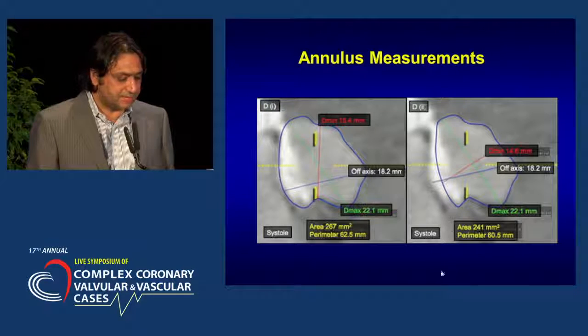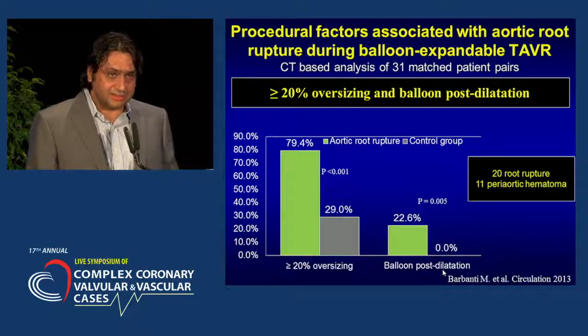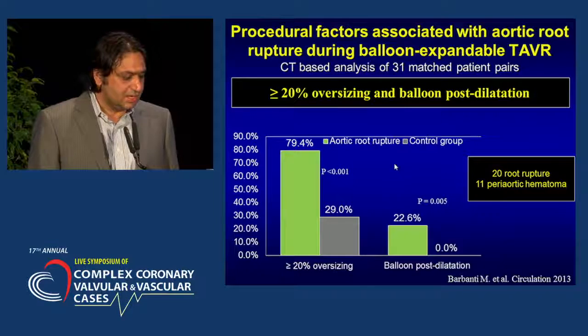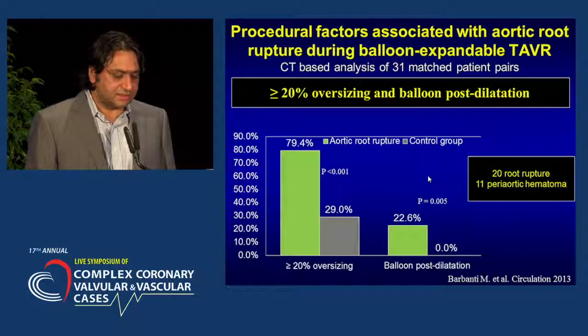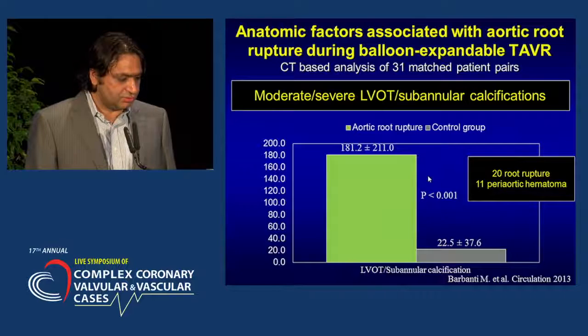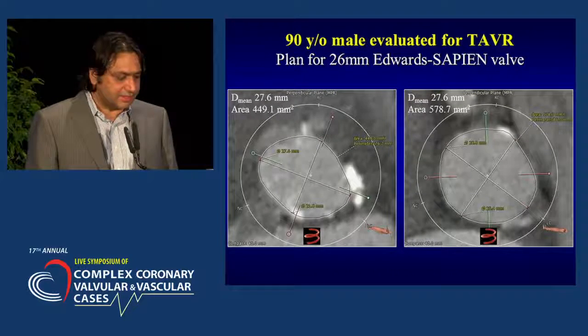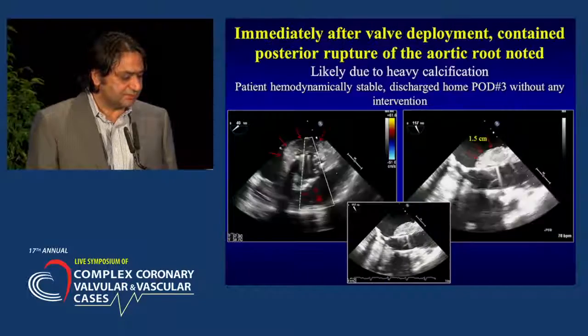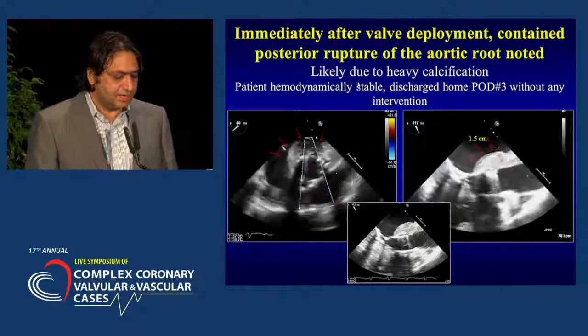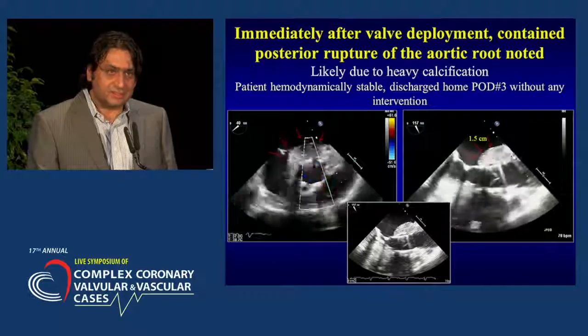that this patient actually had aortic root rupture, and this was systematically assessed in a multi-center trial here, which suggested that when you do 20% oversizing and balloon dilatation, that's when you end up with the greatest risk of aortic root ruptures, and LVOT and subannular calcification was also an important predictor in this particular study. So here is a case, 90-year-old patient, and the area of the annulus is 449. We do a soft 26 millimeter valve, and you can see there's actually a little hematoma here. This is a contained hematoma.